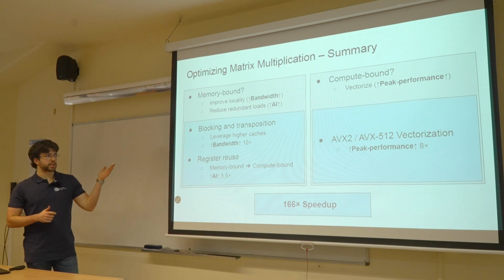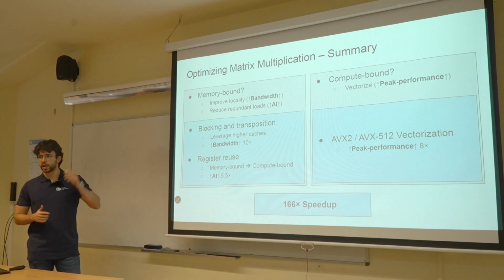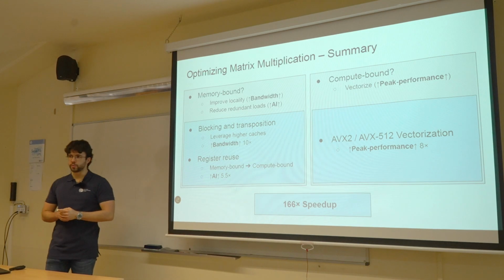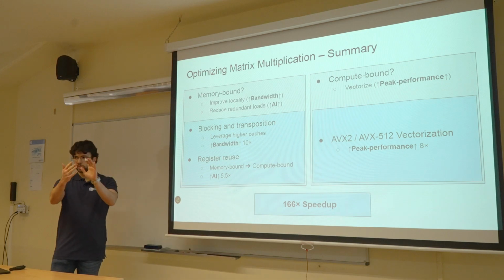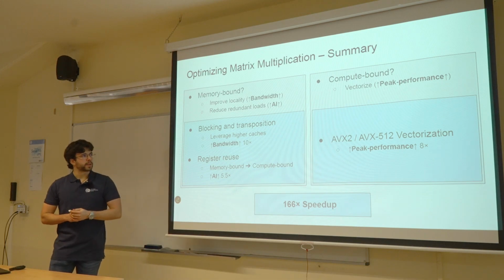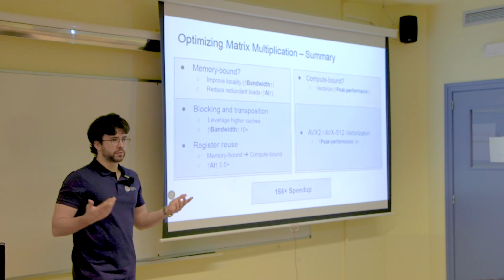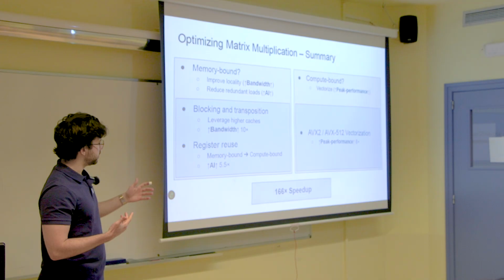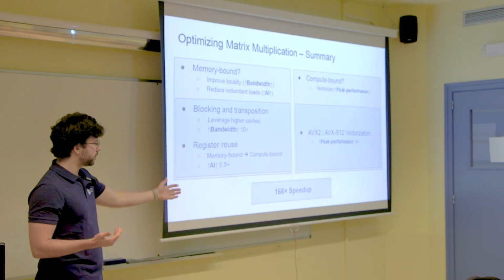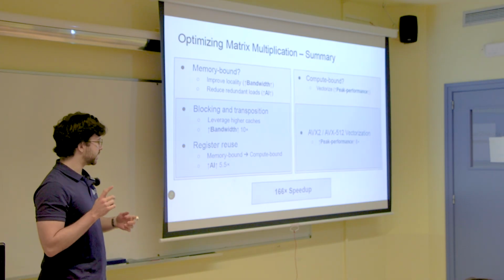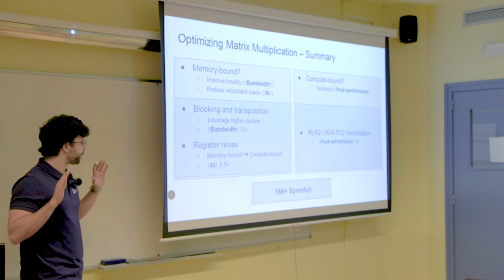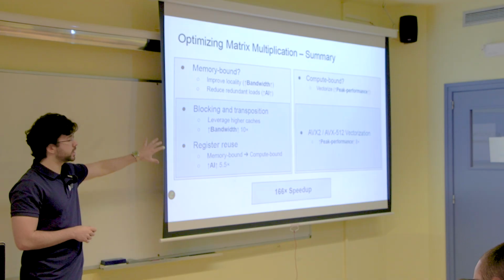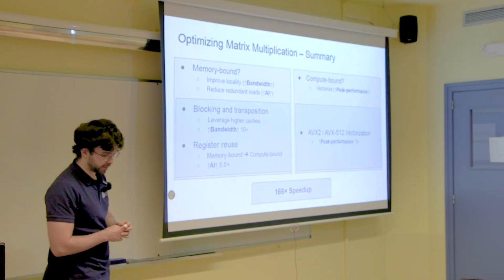So through blocking and transposition, we could use the higher caches and get much more bandwidth. And through register reuse, we turned our application all the way from memory bound to compute bound. And if you're compute bound and have not yet vectorized your code, you can vectorize it and achieve a much higher peak performance. And overall, we saw a speedup. This was just a single core, right? We didn't even use multiple cores for this, and we got a 166 times speedup, mostly from the memory optimization side of things.